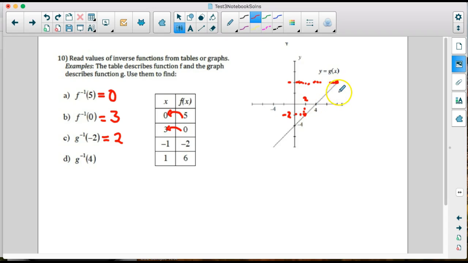There's 2, 4, 6, 8. So this goes down to 8 on the x-axis. So our answer for inverse of 4 is 8.